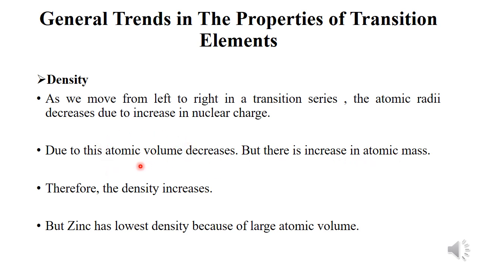So in this case the atomic volume decreases whereas the atomic mass increases, and due to this the density automatically will increase. So that's why in case of the transition elements the density increases as we move from left to right in a period. But there is one exceptional case, that is zinc, which is having the lowest density because of large atomic volume, as zinc is having completely filled d orbital.